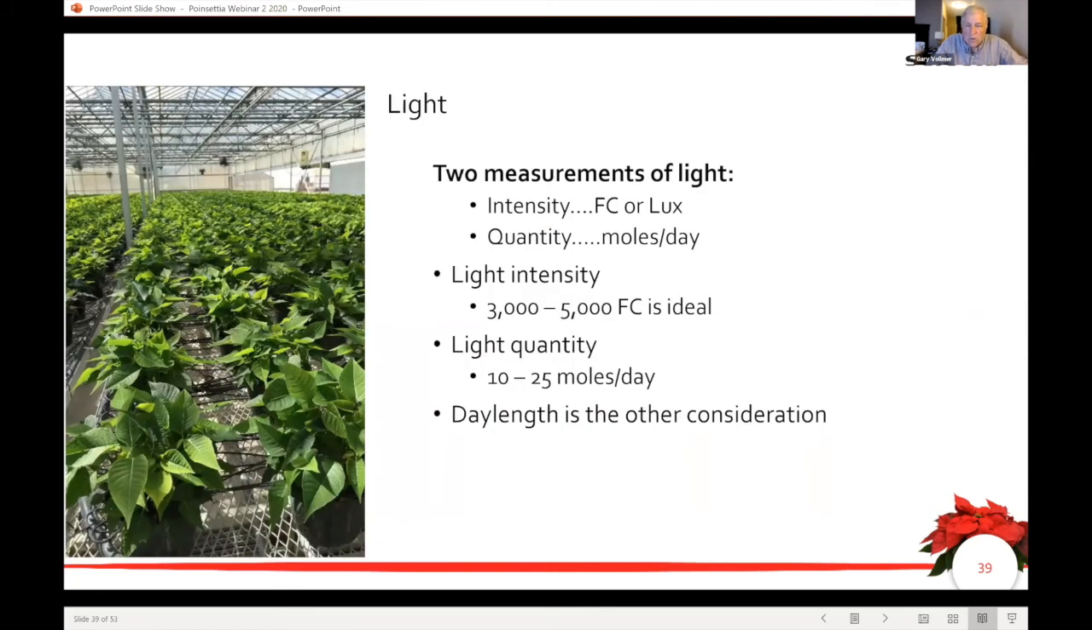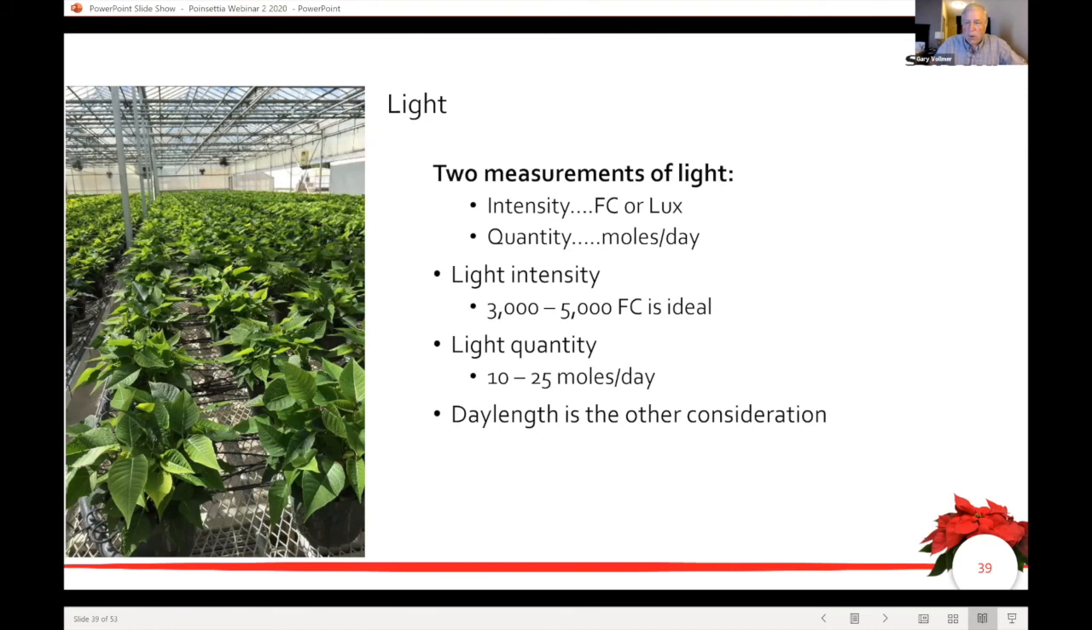Light level, intensity, which is foot candle or lux, and quantity, moles. Intensity, you don't want it to be too high because you'll get too much infrared with that light, which is heat, which will warm the greenhouse up. If you could filter out your infrared and take the active spectrums, that's great, but it doesn't come that way. We don't get to filter out the infrared.